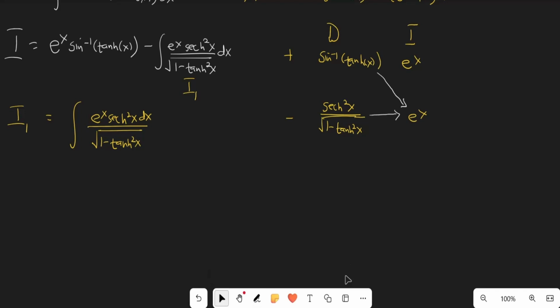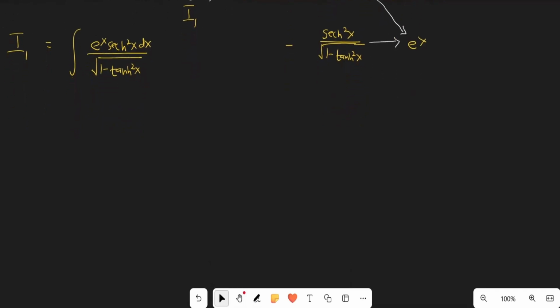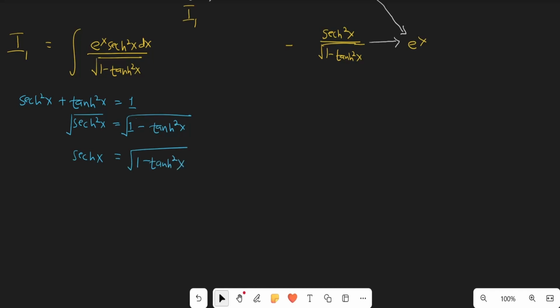So here we have to use an identity of hyperbolic functions. Secant hyperbolic square of x plus the tangent hyperbolic square of x sums to 1. So that implies that the secant hyperbolic square of x is equal to 1 minus the tangent hyperbolic square of x. So if I take the square root on both sides, secant hyperbolic of x is equal to the square root of 1 minus the tangent hyperbolic square of x. So I'm going to replace this one with the secant hyperbolic of x. Right, so let's do that.